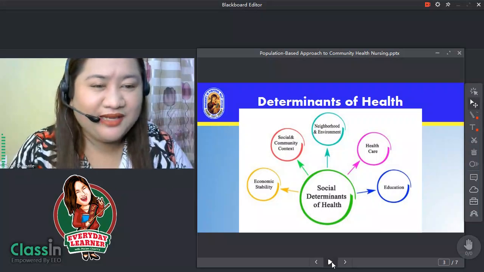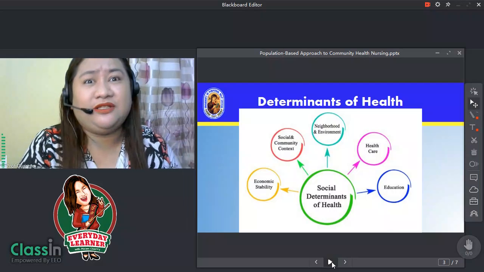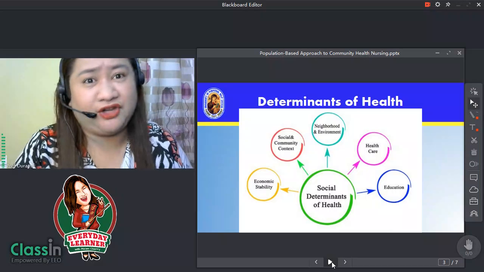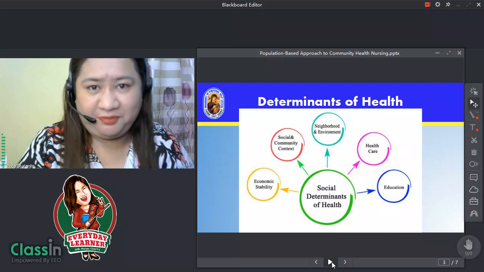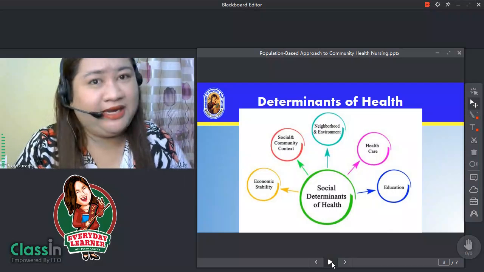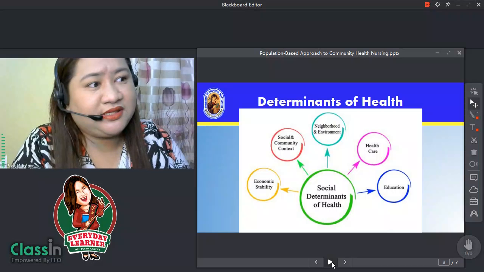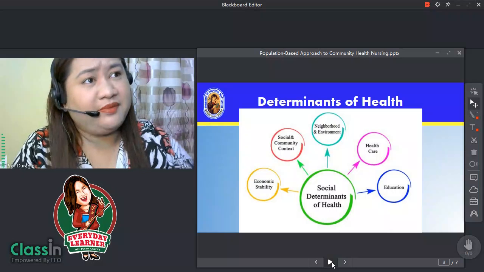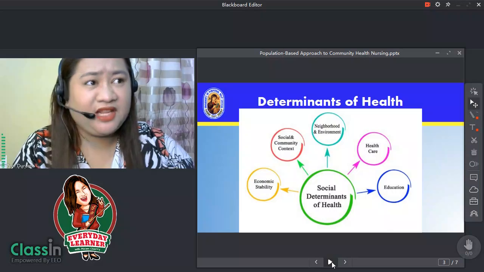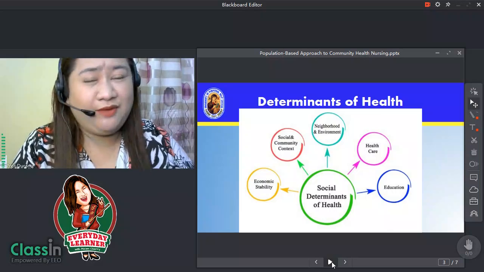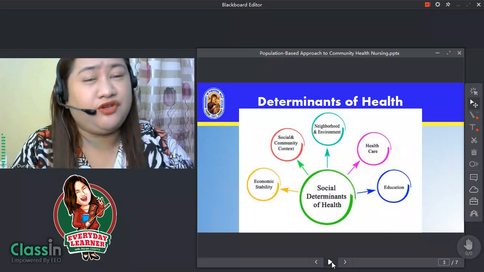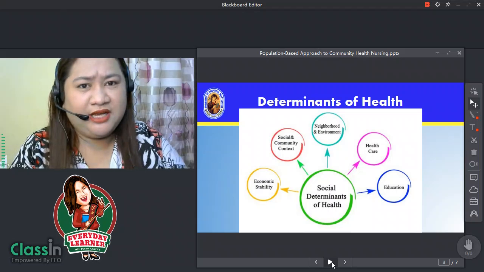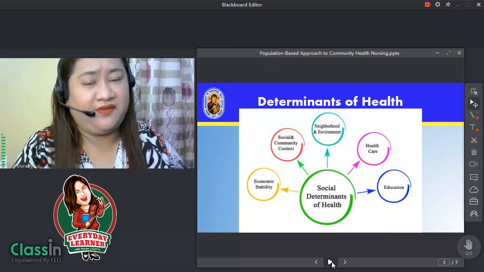Okay, another is your neighborhood and environment. So we've been talking about this. When we talk about environment, it talks about your geographical location. Are you near hospitals? Or, in my personal example, when I go to tribal communities, they are very far from the nearest hospital. It would take a one day walk for you to be able to just go to the hospital. Now, would that affect your health? Obviously, it would. So these are actual determinants of health.